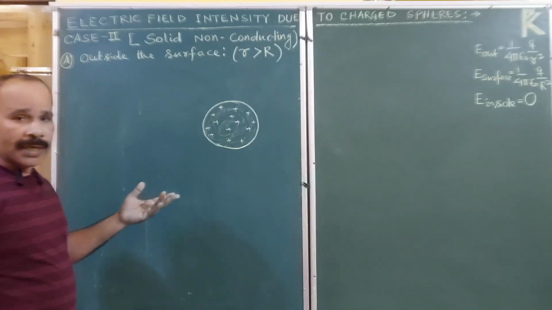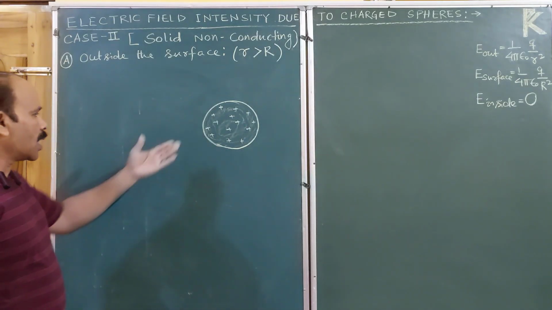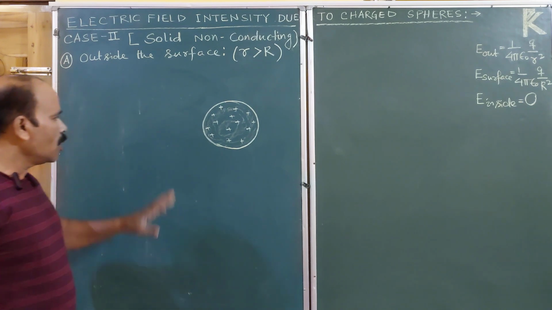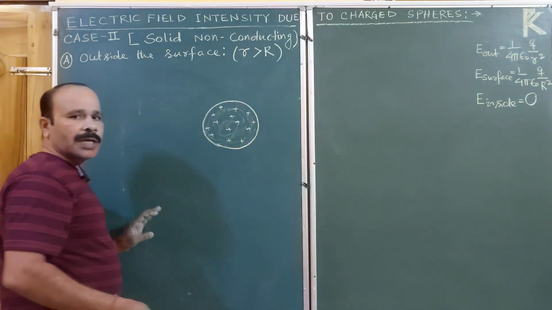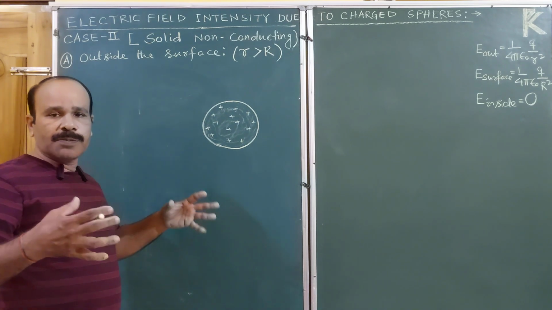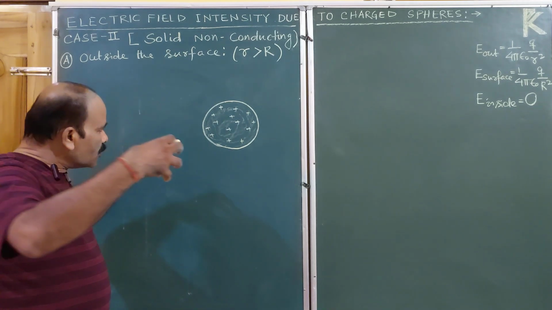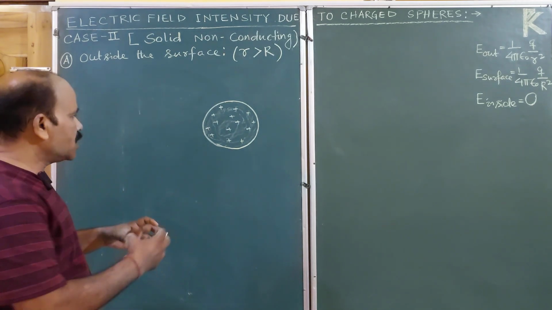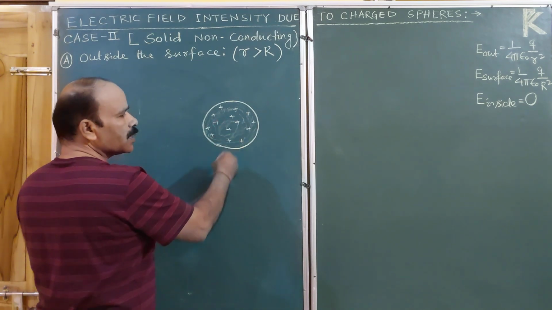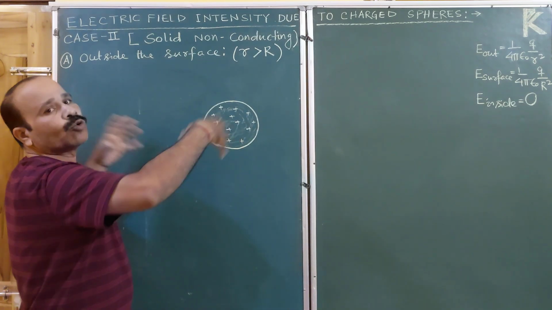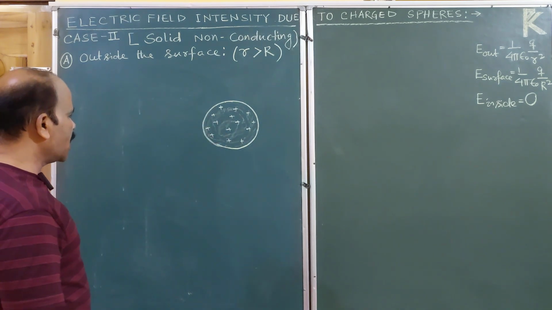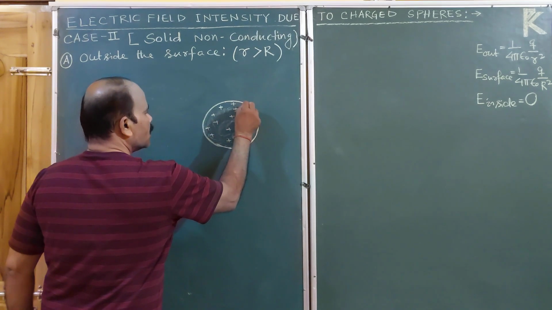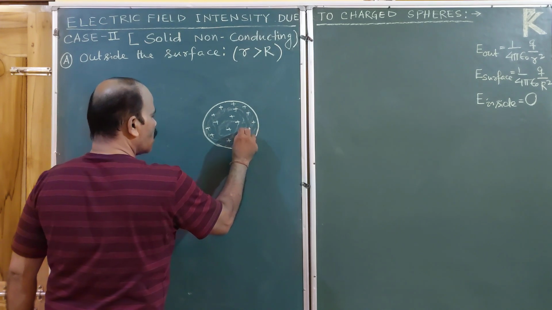So charge can also be negative. But we are considering positive charge. For that, the electric field lines will be directed away from the body, and the electric field will be radially outward. The positively charged body will be considered, then the electric field will be radially outward.